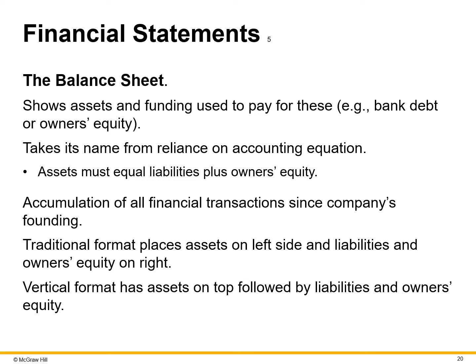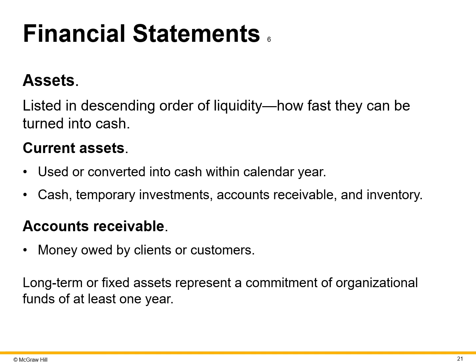The balance sheet presents a snapshot of the company's financial position at a given moment. The balance sheet takes its name from its reliance on the accounting equation: assets must equal liabilities plus owner's equity. The balance sheet presents an accumulation of all the company's transactions since it began. Asset accounts are listed in descending order of liquidity, how easily each of them can be converted into cash.